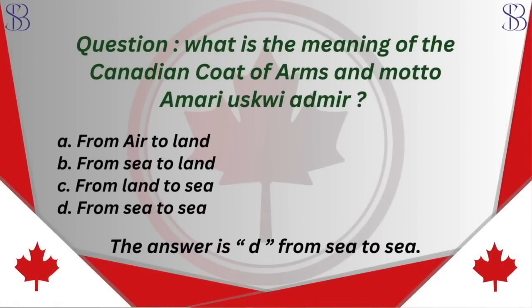Question. What is the meaning of the Canadian coat of arms and motto A Mari Usque Ad Mare? A. From air to land, B. From sea to land, C. From land to sea, D. From sea to sea. The answer is D. From sea to sea.